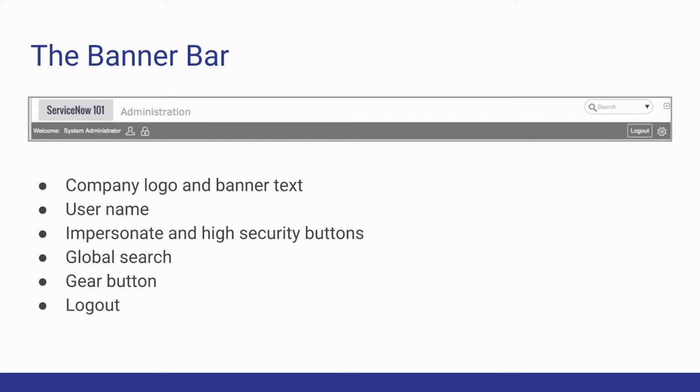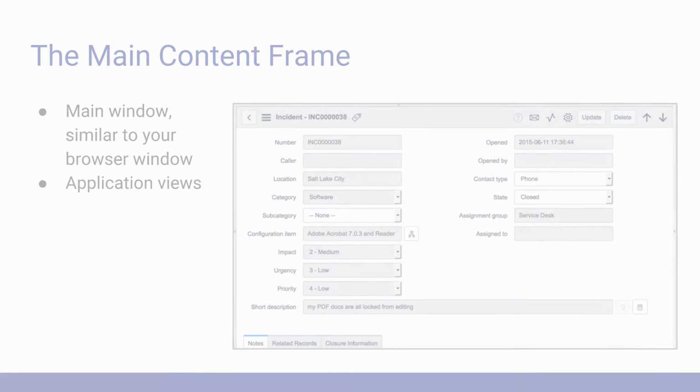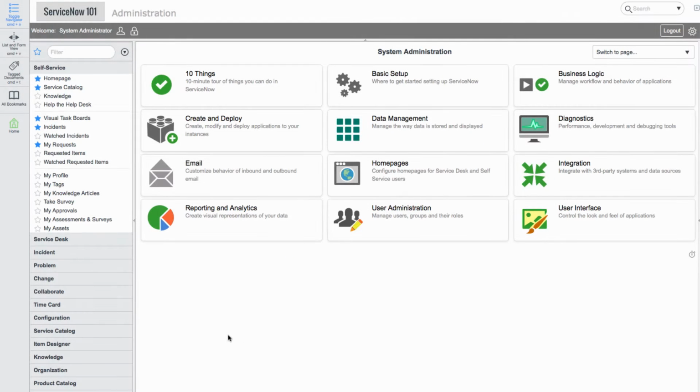The banner frame is where the company logo and banner text is displayed. There is also a link to the user's profile, a gear button, and a logout button on the right. Finally, there is the main content frame, which is where you'll spend the majority of your time working within the system. Now let's go over these more in depth within ServiceNow.